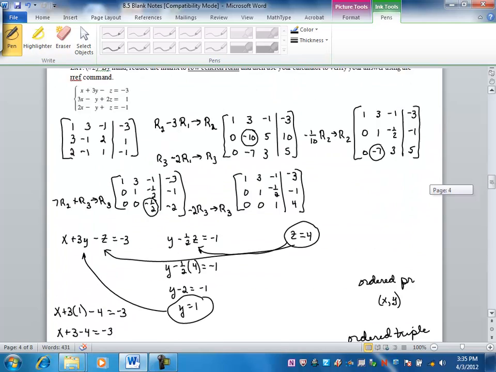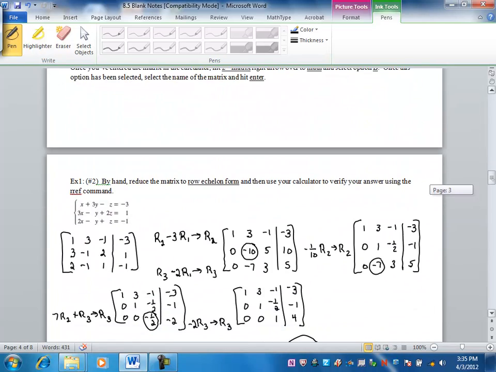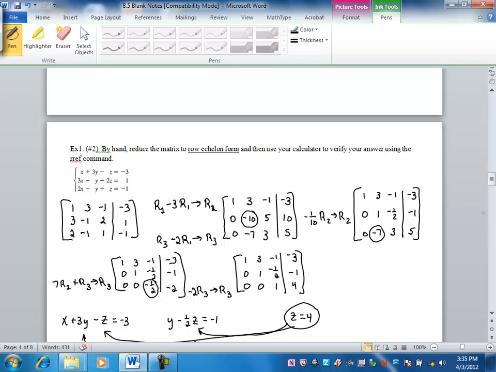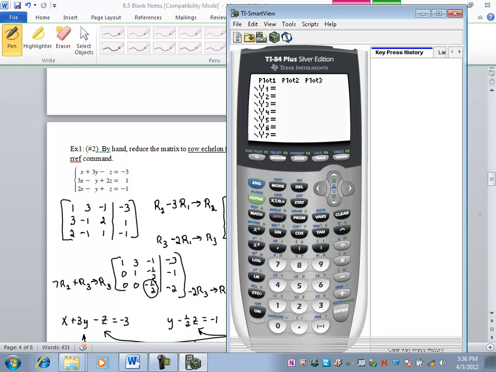Oh, I almost forgot. Before we do that, let's take a minute and check this out by hand, or by using the calculator. Alright, I've gotten my calculator out. Hopefully you have as well. And so what I'm going to do is show you how to enter a matrix onto the calculator.